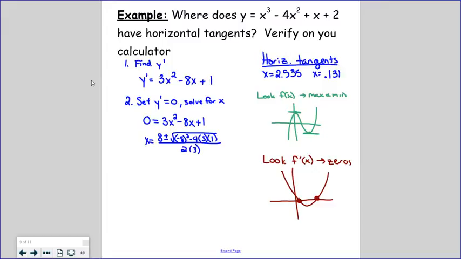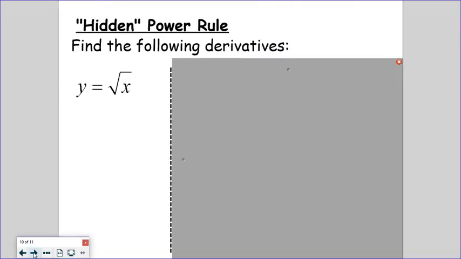All right. The last little part here is I want to make sure we go through some hidden power rules. This goes back to our power rule idea. All of these can be done using our power rule, but sometimes it hides within the formatting of the function itself. For example, y equals the square root of x.